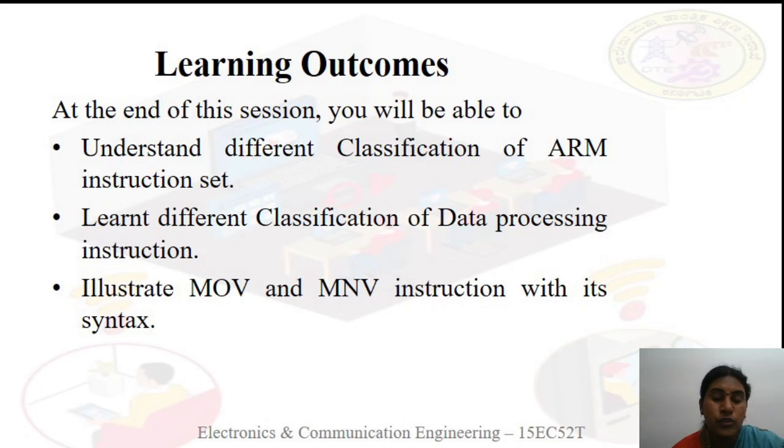In the last classes, you learned what you mean by ARM instruction set, what all instructions are there. In this class, you are going to learn the different classification of ARM instruction set, and also you can learn about the classification of data processing instructions, and also you will be able to understand what you mean by data processing instruction. In that, you can illustrate easily the two instructions, that is MOV, move instruction, and MVN, that is move negative instruction, with an example and with its syntax.